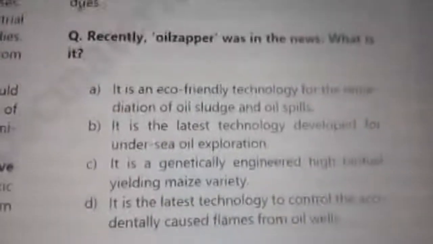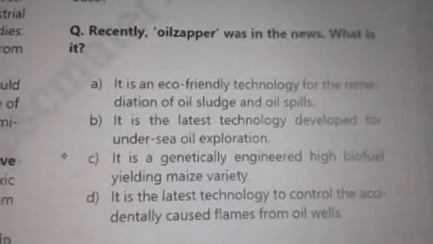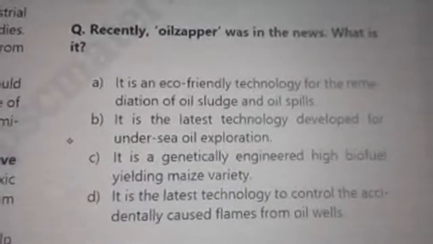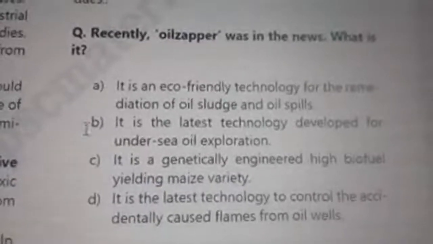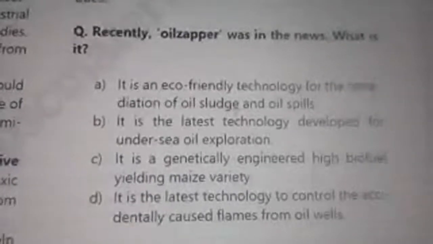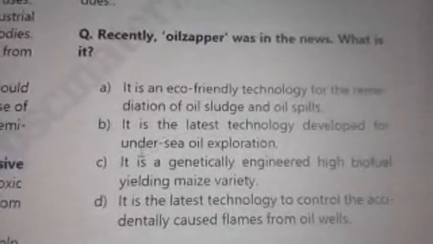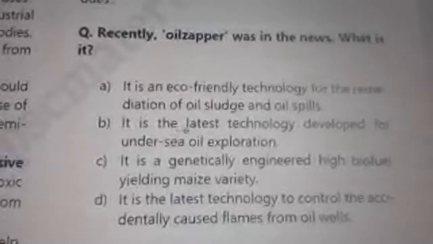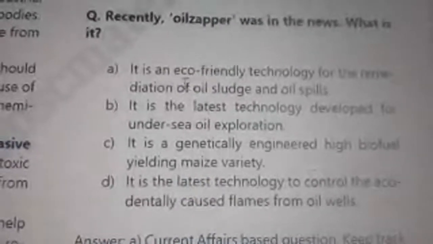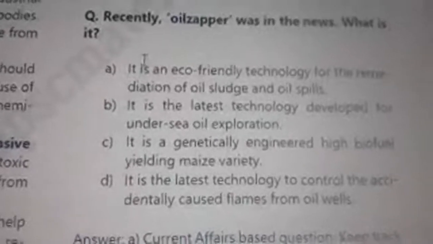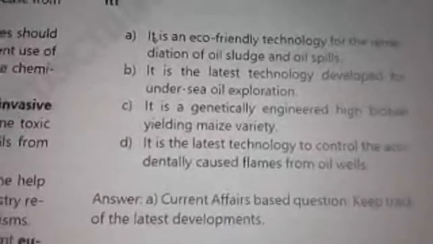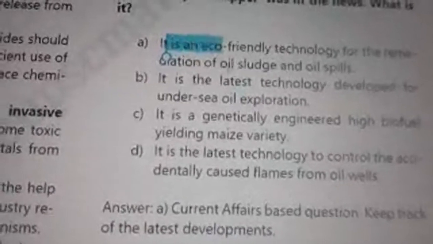Q. Recently, Oilzapper was in the news. What is it? A. It is an eco-friendly technology for the remediation of oil sludge and oil spills. B. It is the latest technology developed for undersea oil exploration. C. It is a genetically engineered high biofuel yielding maize variety. D. It is the latest technology to control the accidentally caused flames from oil wells. Answer: A. Current affairs based question. Keep track of the latest developments.